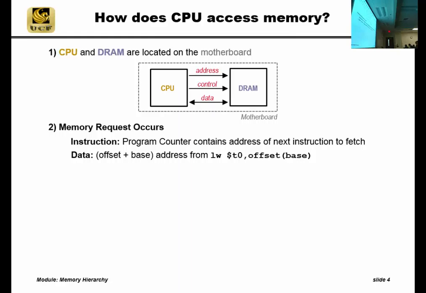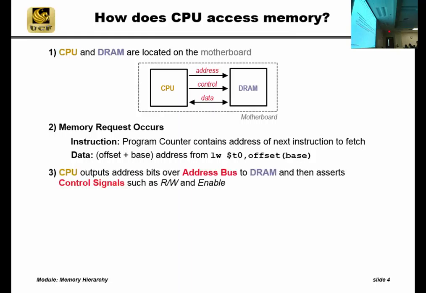So what happens? As I mentioned, now we're going to see the detail. CPU outputs the address bits over the address bus to DRAM, as dynamic RAM. We'll explain that. And the control signals. We see some control signals here, and we'll explain more of those. For example, are we reading or writing? That's a control signal. And enable says the data is valid.